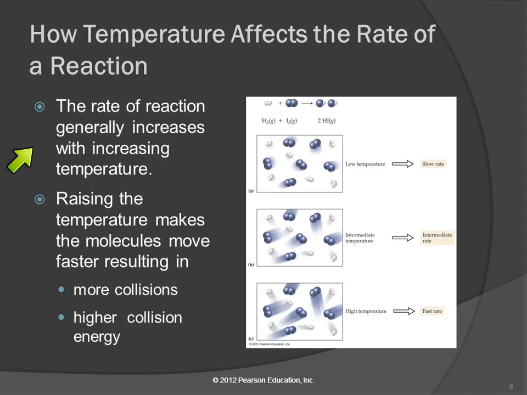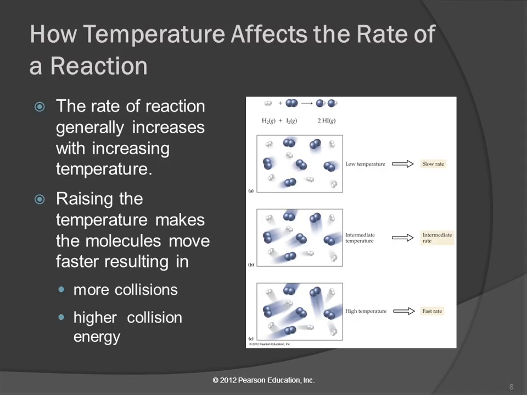The rate of a reaction will generally increase with increasing temperature, because raising the temperature makes the molecules move faster. When they move faster, you have more collisions. So here, these are equal concentrations, but these little blurs are telling us that this is a higher temperature. These guys are moving faster. If they are running around the room, they're going to bump into people more frequently, right? And those collisions are going to occur with a higher energy.